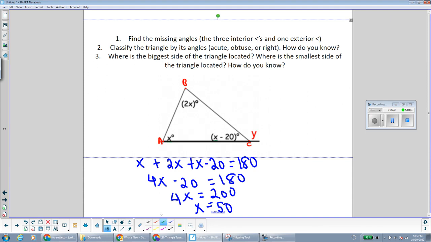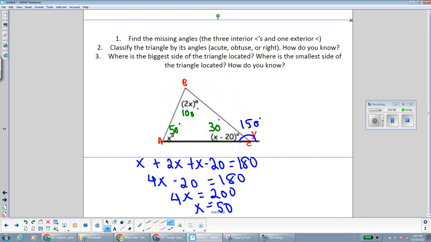Plugging in to find the measurement of all the angles, this is x degrees, so that's 50 degrees. 50 times 2 is 100 degrees. 50 minus 20 is 30 degrees. And just verifying, 100 plus 50 plus 30 does make 180, so it all checks out. Remember, these two angles are supplementary, so 180 minus 30 gives us 150.